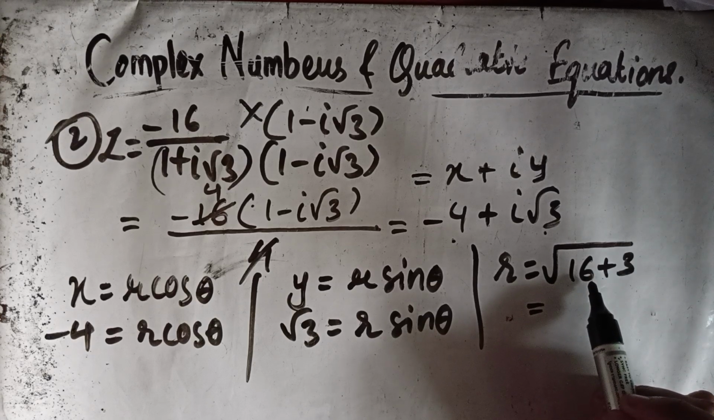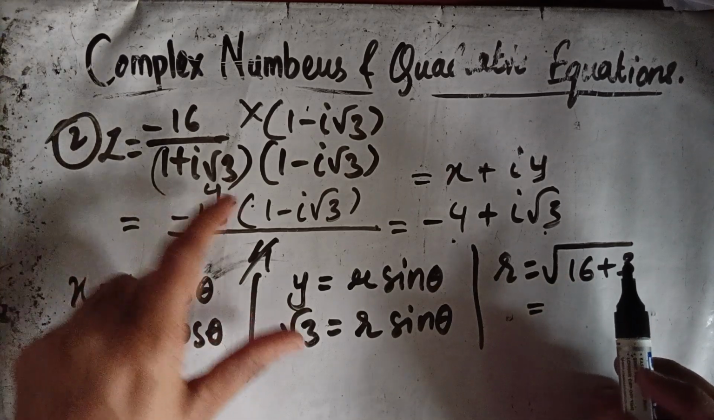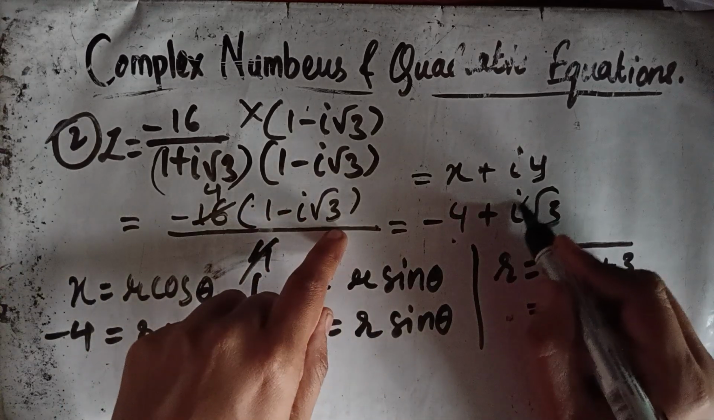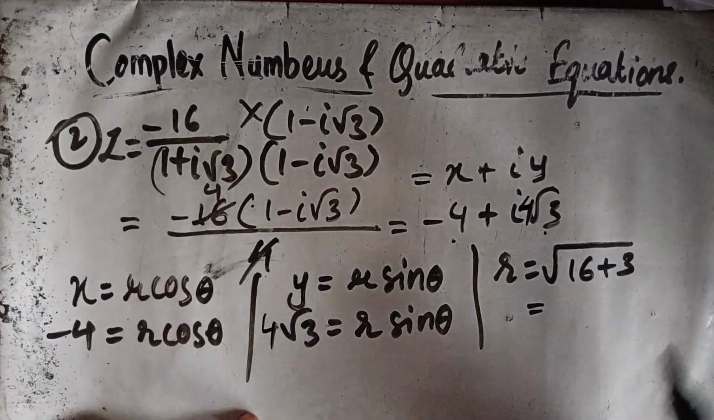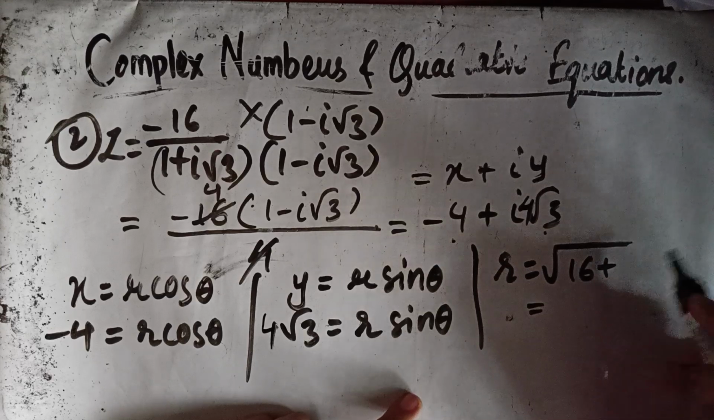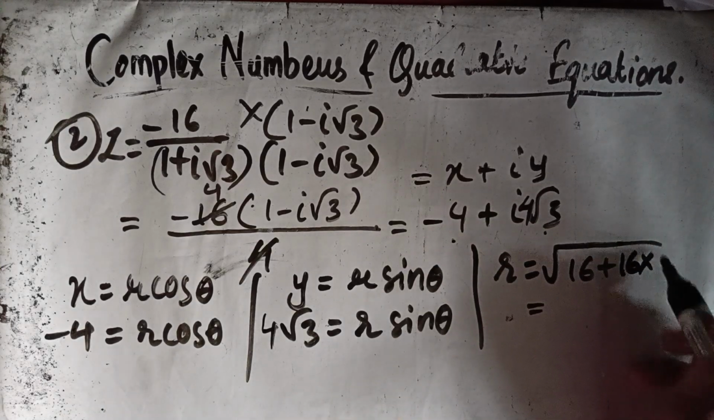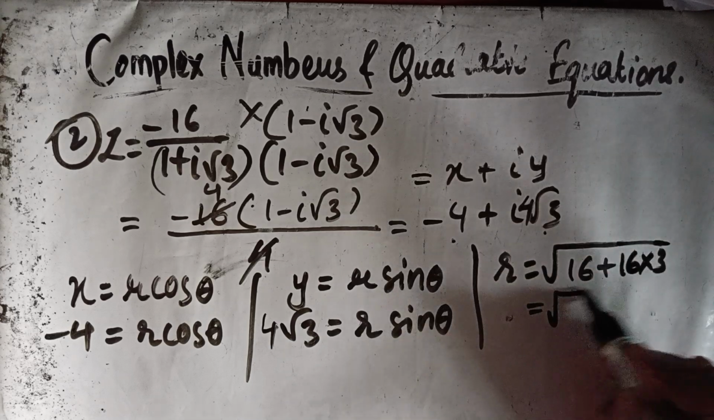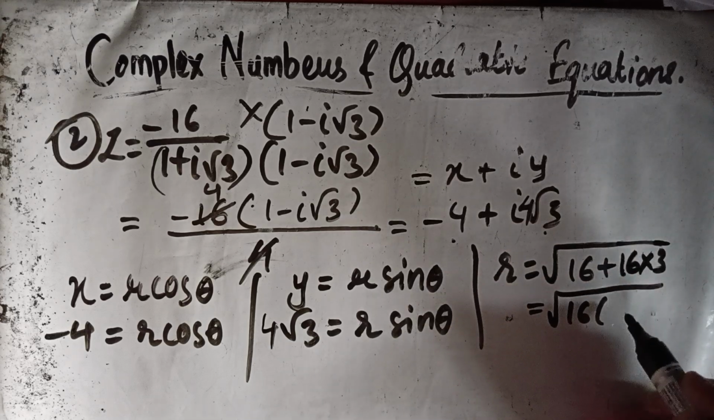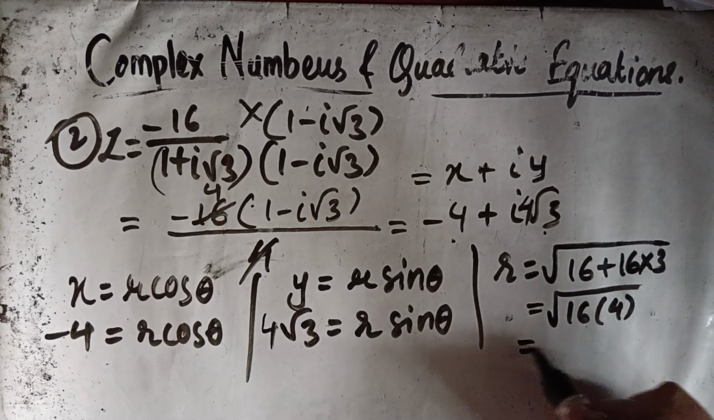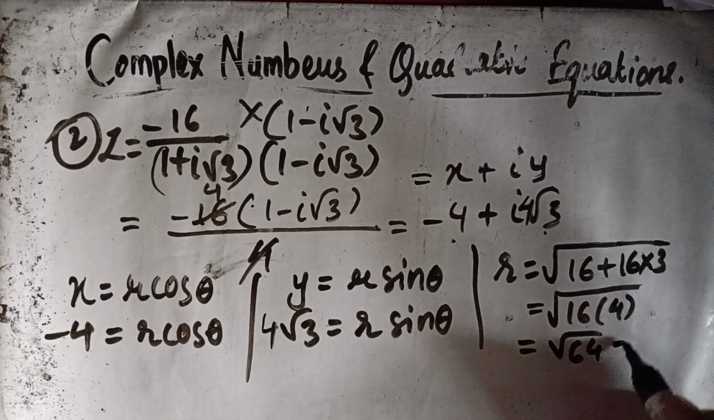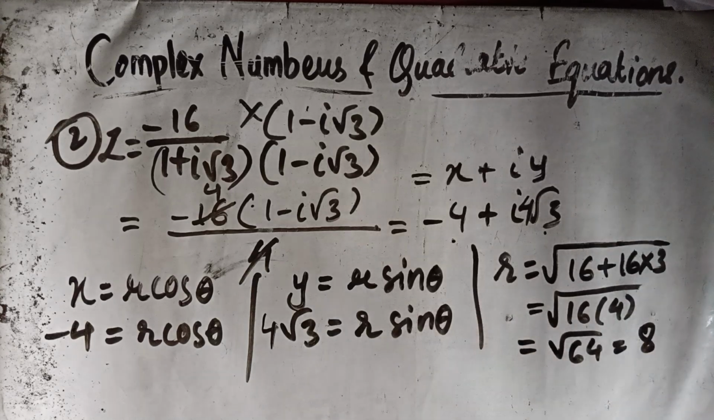Right? Some mistake I have done. This is 4 minus 4 root 3. Sorry. So this will be 16 into 3, 64. So this is 8. R is 8.